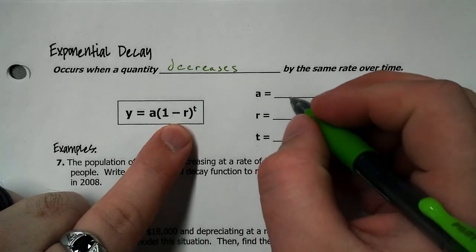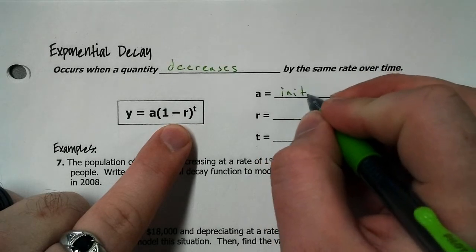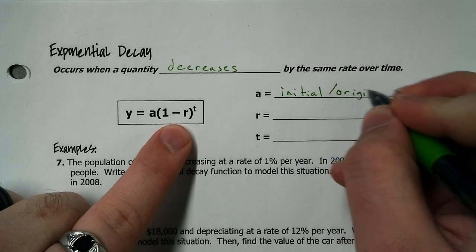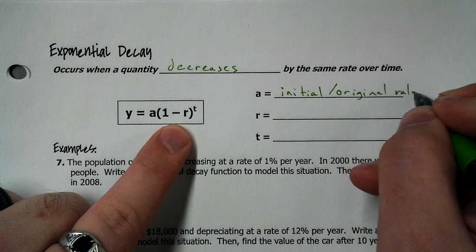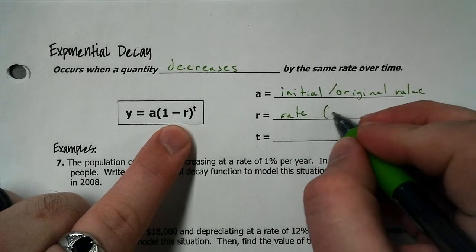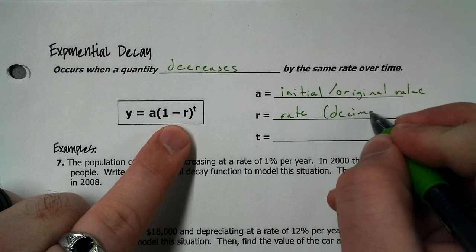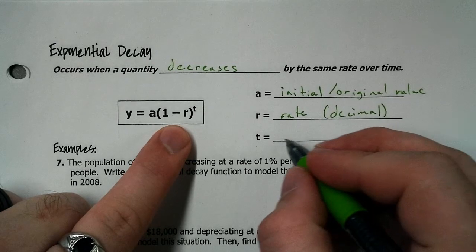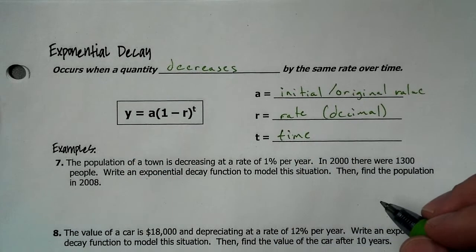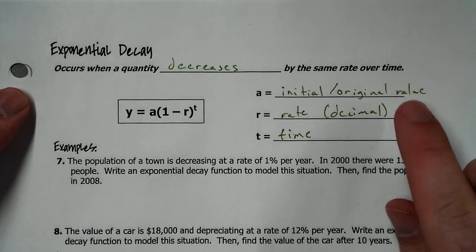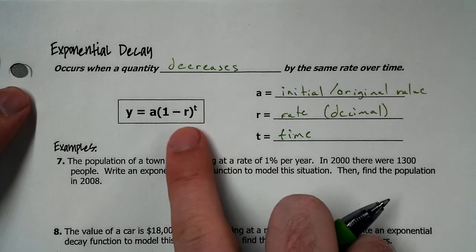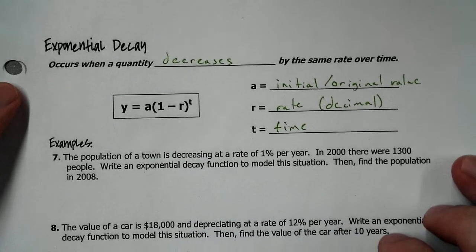So A is still your initial or your original value. R is still the rate. And once again, it must be given in decimal form. And T is still the time. How many days, weeks, years, months did it take? We're going to do the same thing we did yesterday, but make sure this time, since we're decreasing, we've got to subtract the rate.